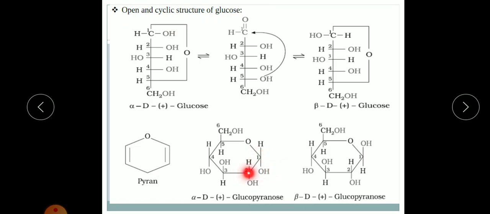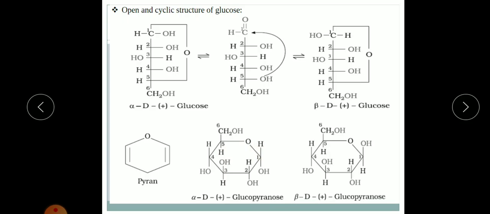At carbon number 2, H up, OH down. At carbon number 3, OH up, H down, if you see this structure. At carbon number 4, H up, OH down. And at carbon number 5, CH2OH has been placed up and H down. Now this structure we can call alpha D glucopyranose because it looks like a pyran structure. In a similar way we have beta D glucopyranose.